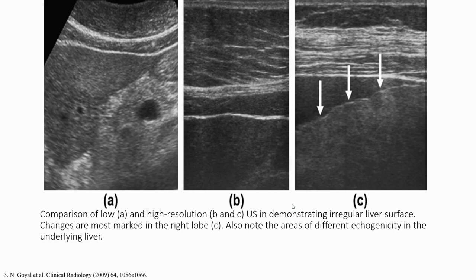So here is the example. In this image, the liver surface has a rectangular surface, and the change mostly happens in the right lobe. And we also notice an area of different echogenicity in the underlying liver.